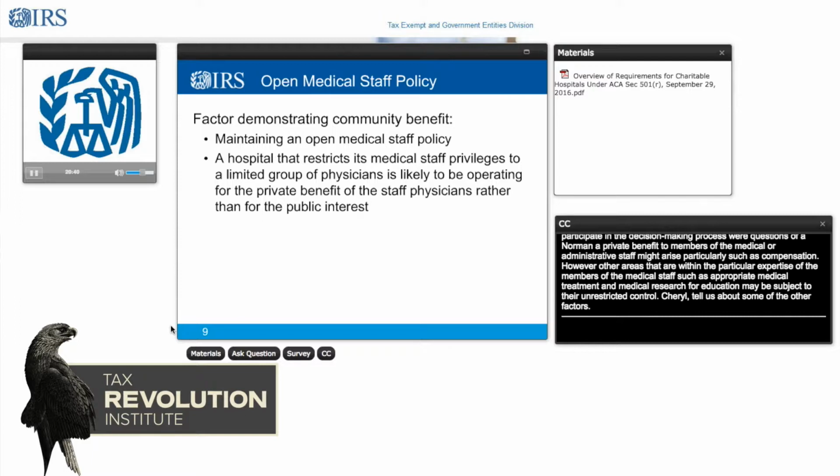The provision of free or subsidized care to the indigent is a significant indicator to the courts and the Service that a hospital promotes health for the benefit of the community. In Rev. Ruling 69-545, the Service ruled that a hospital which operated a full-time emergency room, did not deny emergency care to those who could not afford to pay, and met certain other requirements qualified for exemption.